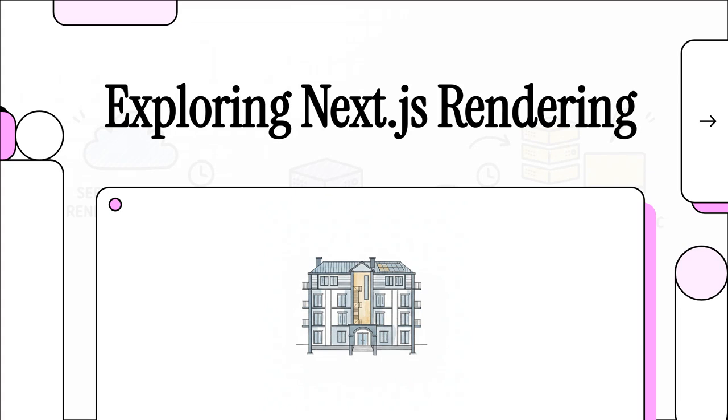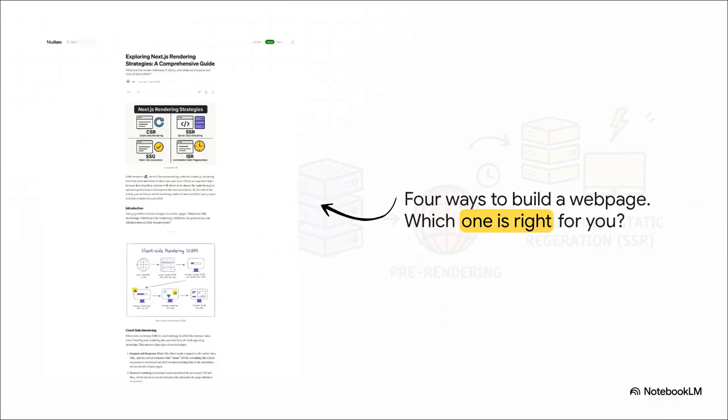So you're building a Next.js app. Awesome. But there's this huge question you've got to answer right at the start. How are you going to render it? It sounds technical, but trust me, this choice affects everything. Your site's speed, how users feel about it, and yeah, even your ranking on Google. We're going to break down the 4 main ways to do it. All right, let's get right into it.